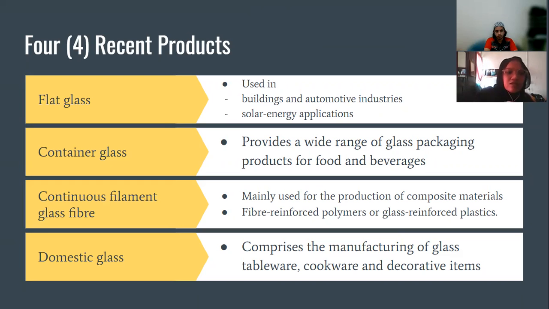The third one, continuous filament glass fiber, is mainly used for the production of composite materials as weight-lightening reinforcement components. Continuous filament glass fiber applications are known as fiber reinforced polymers or glass reinforced plastics. The sector covers applications for the automotive and transportation sectors such as airplanes, as well as many other sectors including wind energy, agriculture, construction, communication, and electrical goods.